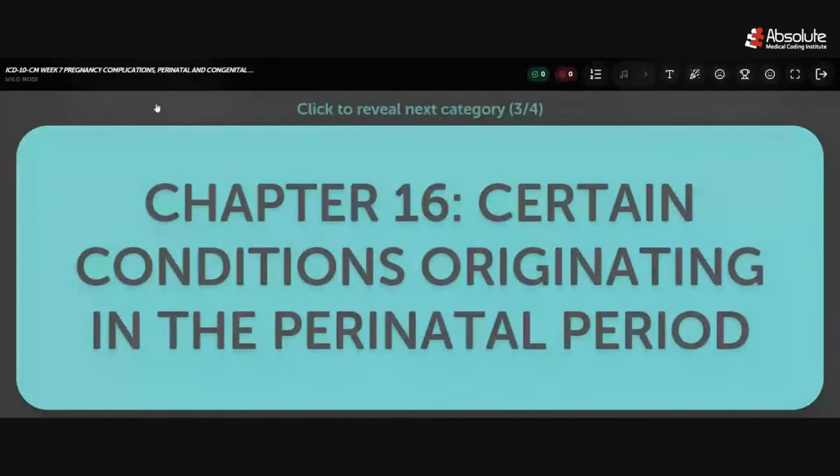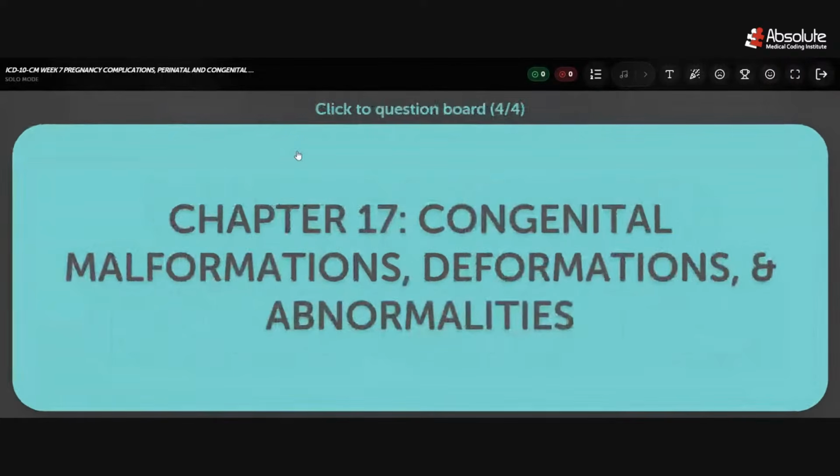So here are today's categories. We have our different chapters, which are going to be pregnancy, childbirth, and the puerperium. Then we have chapter 16, certain conditions originating in the perinatal period. Then we have chapter 17, congenital malformations, deformations, and abnormalities. I'm going to wait until my screen loads back, and then we will go ahead. Those are the questions we're going to be doing today.